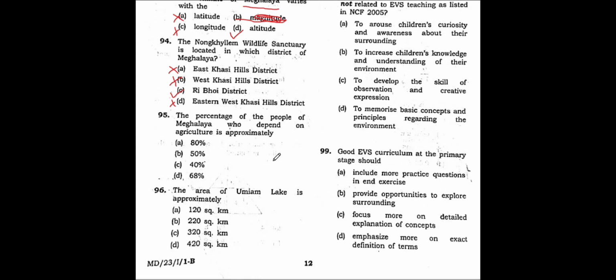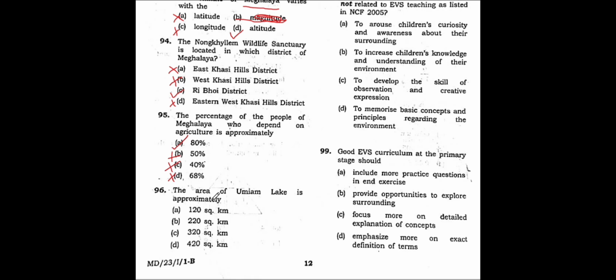So here they are asking what percentage of people depend on agriculture. So we will see the highest one. Which one is the highest? Because we know that in Meghalaya the people mostly depend on agriculture because we do not have factories and industries, right? We stay in rural areas. So of course 68 will not be the one, 40 will not be the one at all, 50 will also not be the one. So the correct answer will be 80 plus percentage of people in Meghalaya depend on agriculture, right? Now let's go to question number 96.